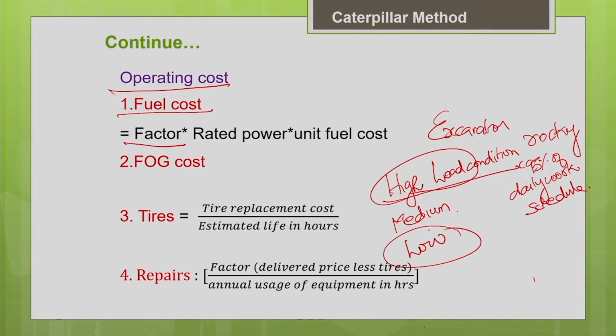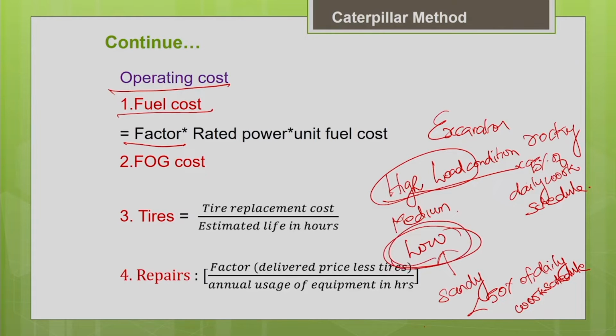Similarly, for the low load condition also, they have given the definition. For example, it may be working in a sandy terrain. So handling the sand or common earth is going to be easy for the excavator. So the power consumption or the fuel consumption is going to be less. Similarly, it may be digging at less than 50% of the daily work schedule. That means its working duration is less. So accordingly, your operating cost will be less. That is why they call it low load condition.